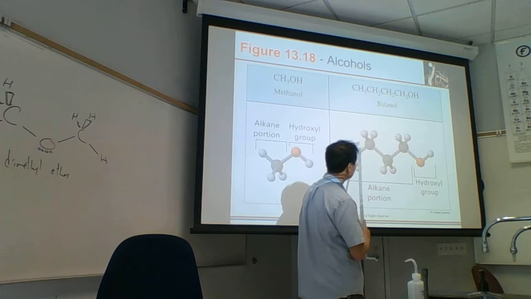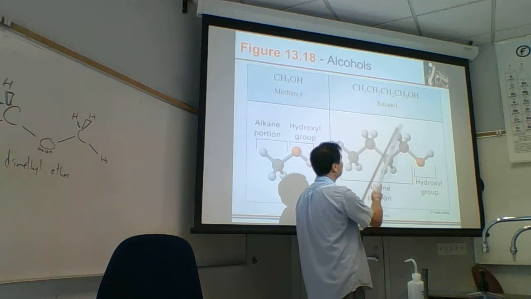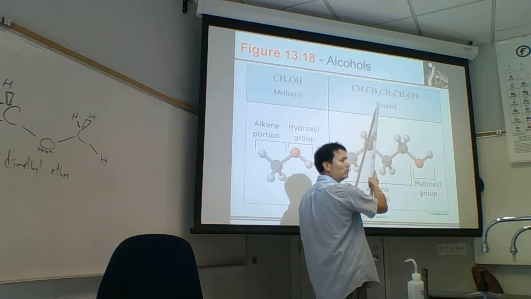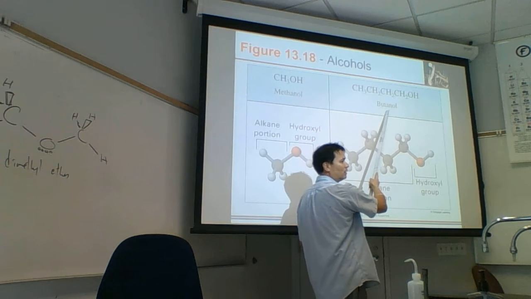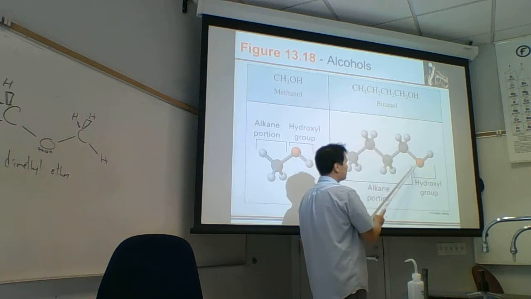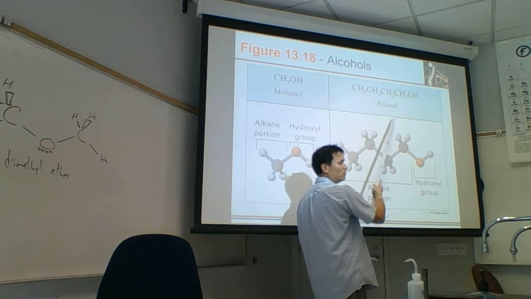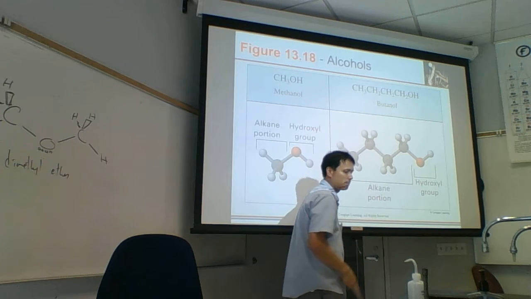Well, how many carbons do we have? We have 4 carbons. 4 is but. Are there any double bonds? No, so ane. Is it an alcohol? Yes, C-OH is an alcohol. So butanol. That's what we call that.